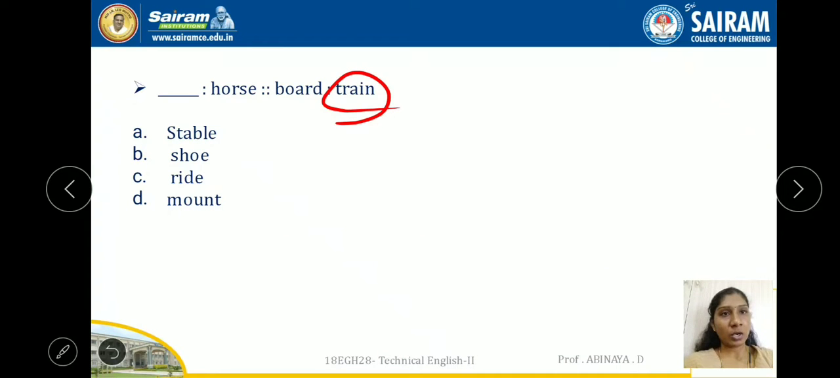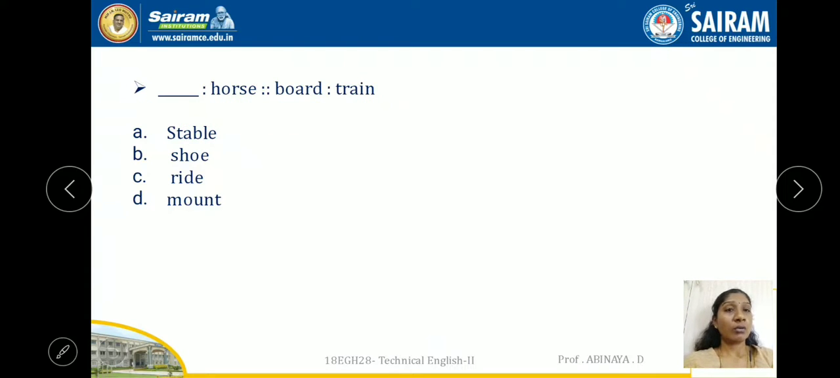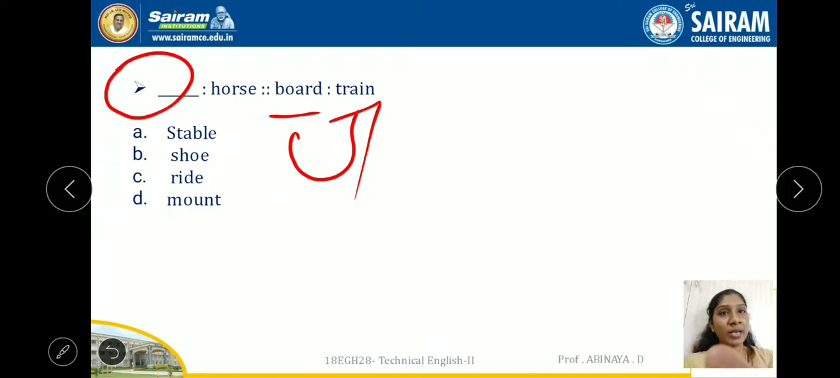So this horse, and so that is train and horse. So board here is an action regarding this train, and here also some action should come regarding this horse, right? So boarding is nothing but getting into a train. So there should be some action here, that is getting into a horse.